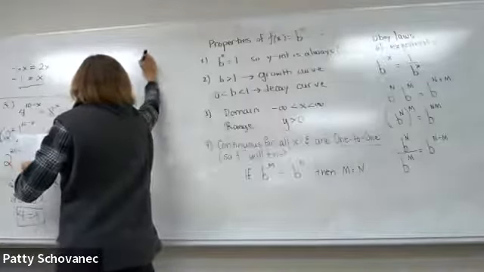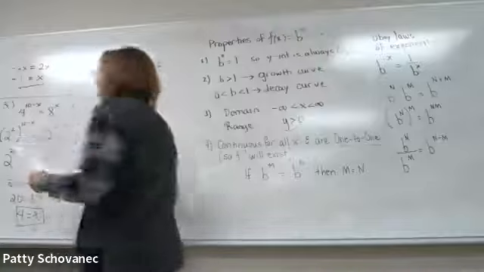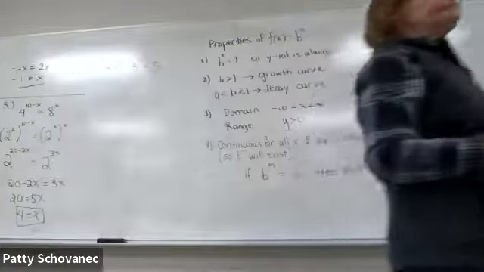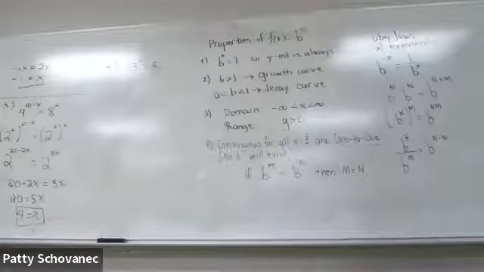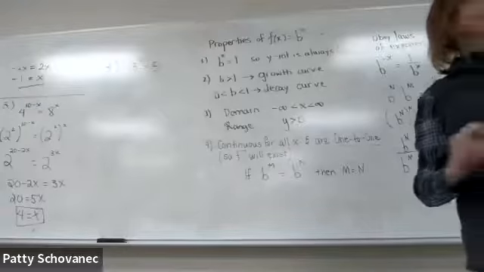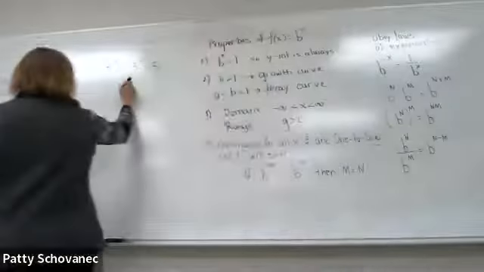Three to the x is 5. Neither 3 nor 5 can be written in terms of powers of the same number, and they're both prime. So they don't have any factors other than themselves. But I know there's one and only one solution to this equation, because I know what y equals 3 to the x looks like.